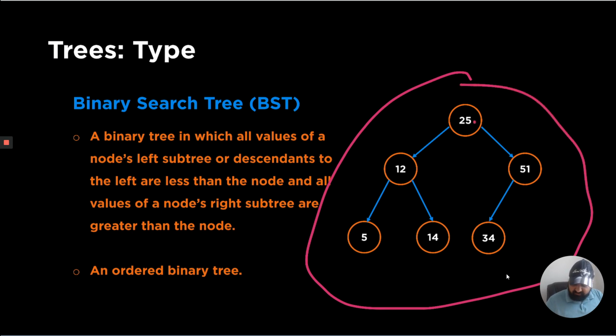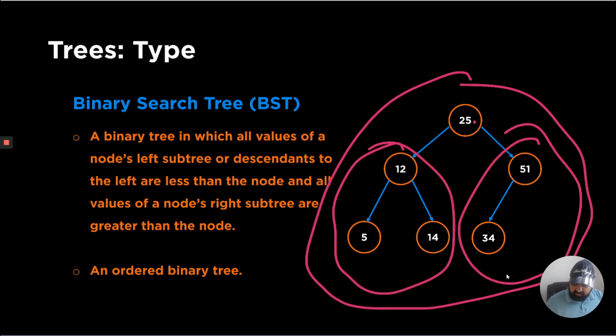Here you can see that 25 has two subtrees. Everything on the left subtree is less than 25, and everything on the right subtree is greater than 25. Similarly, this definition propagates downward: 12 itself is a BST and 51 itself is a BST. In this case, everything on 51's left is less, and on the right there's nothing, but if there was, it should be greater than 51. Similarly, everything on the left of 12 is smaller and on the right of 12 is greater.